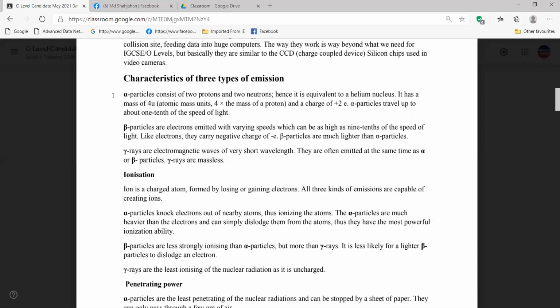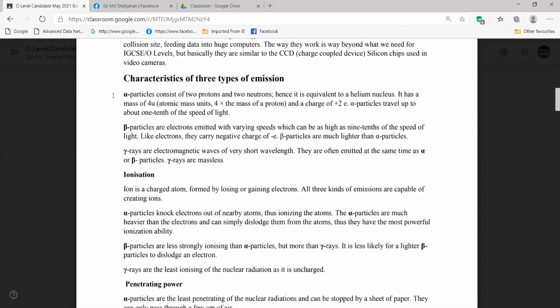Beta particles are much lighter than alpha particles. Gamma rays are electromagnetic waves of very short wavelength. They are often emitted at the same time as alpha or beta particles. Gamma rays are massless.